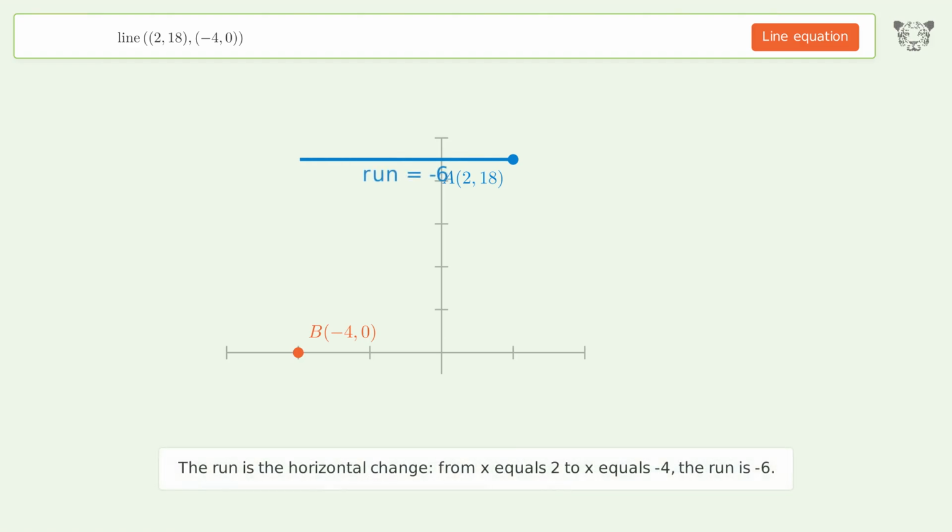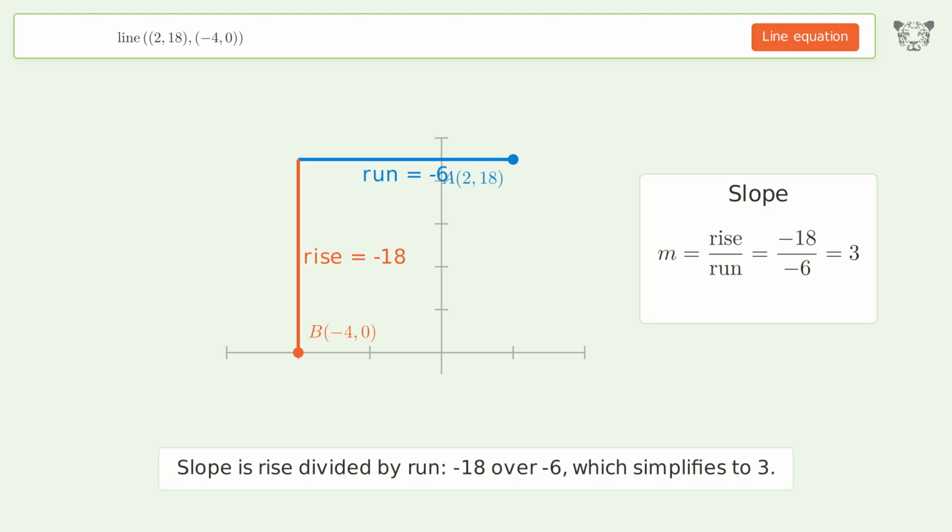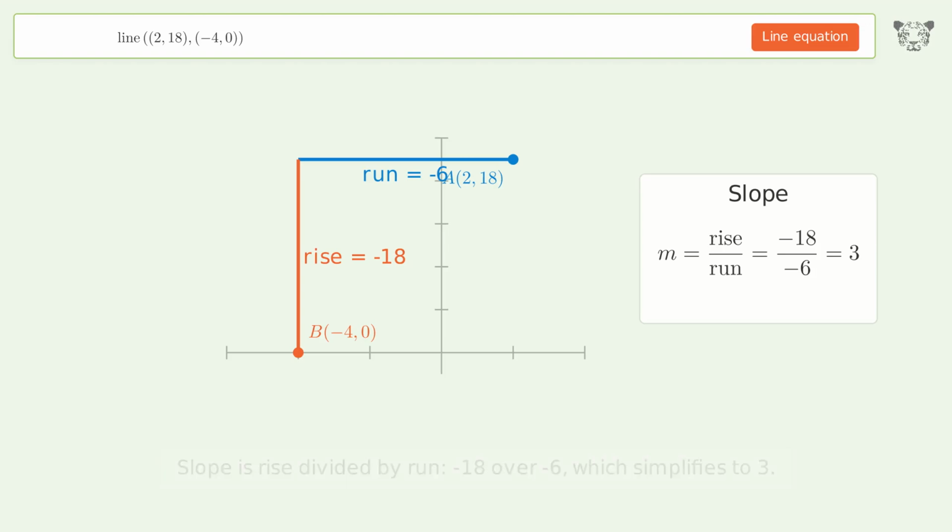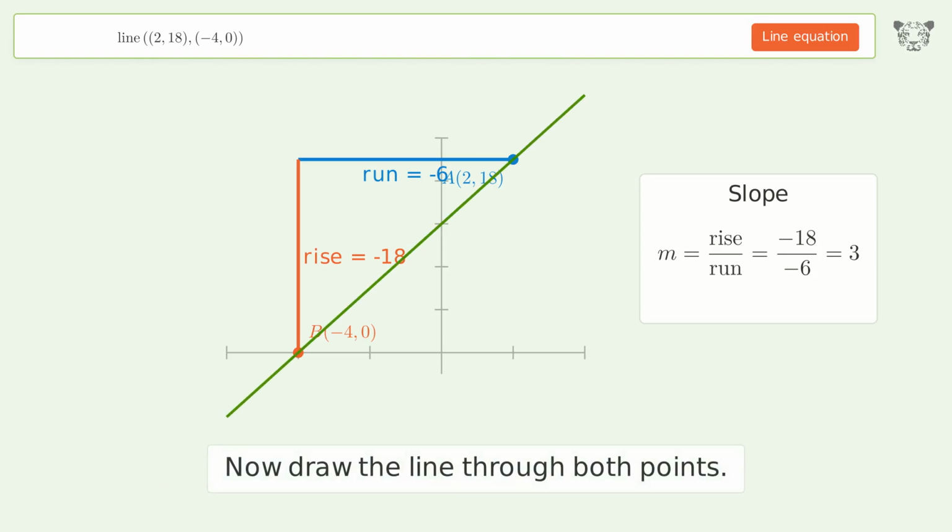The run is the horizontal change, from x equals 2 to x equals -4, the run is -6. The rise is the vertical change, from y equals 18 to y equals 0, the rise is -18. Slope is rise divided by run, -18 over -6, which simplifies to 3. Now draw the line through both points.